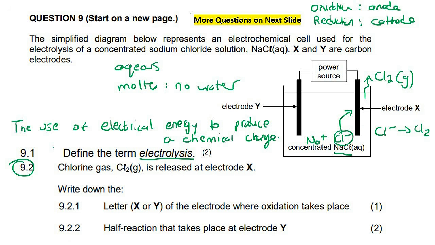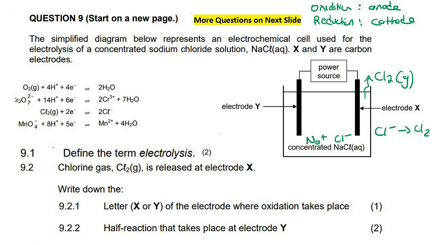So let's go get our table now. What we have is Cl- being converted into Cl2. You need to know that when a reaction goes that way, where you've got electrons on the right-hand side, that is oxidation. Now they said the letter X or Y of the electrode where oxidation takes place. Well, this is oxidation, so you can just say X.